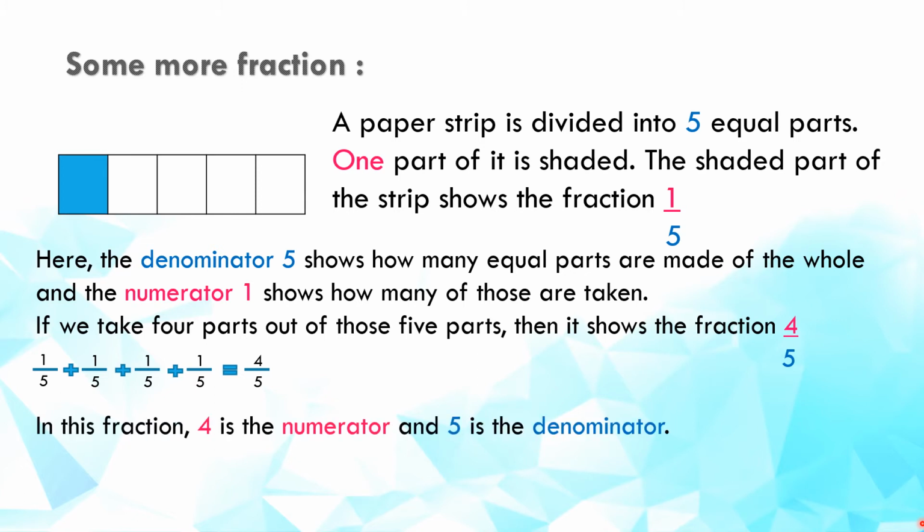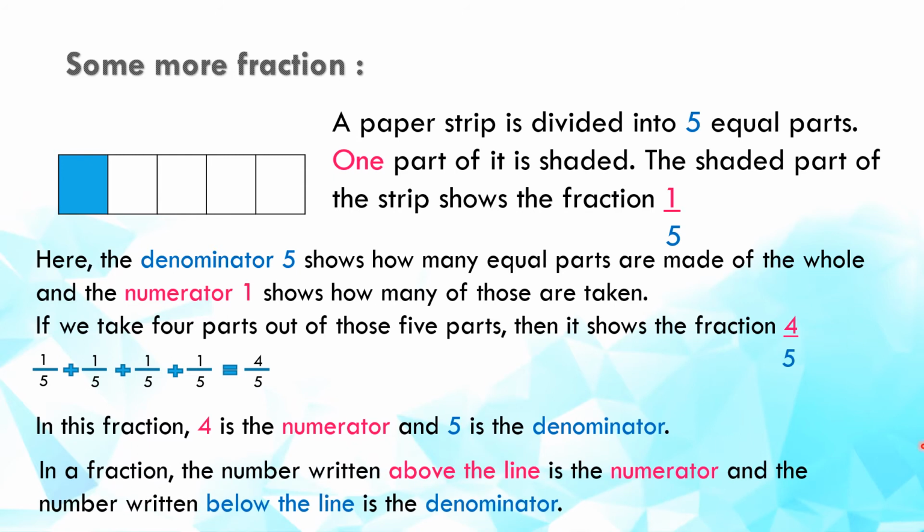In this fraction, 4 is the numerator and 5 is the denominator. So, students, the number which we write on the top of the line is called the numerator, and the number which we write below the line is called the denominator. In a fraction, the number written above the line is the numerator and the number written below the line is the denominator.